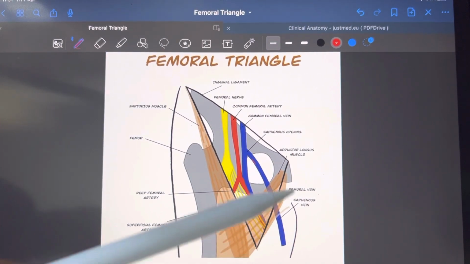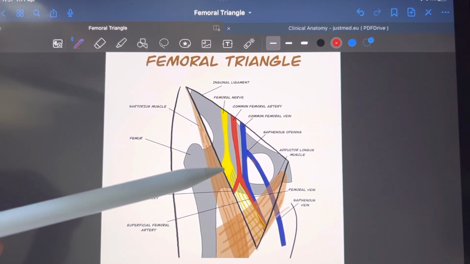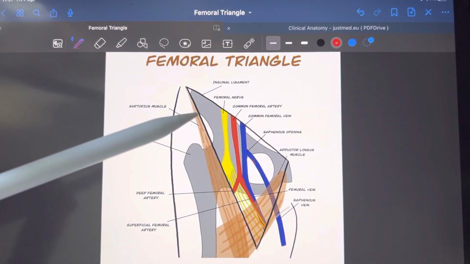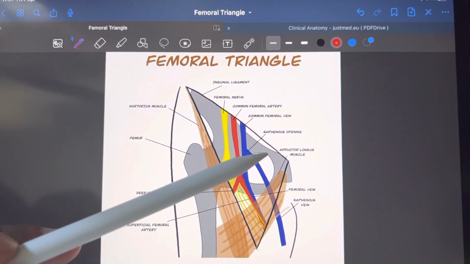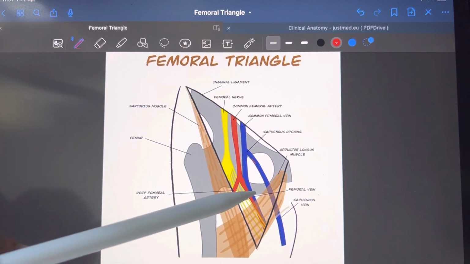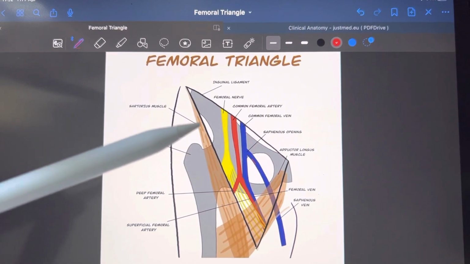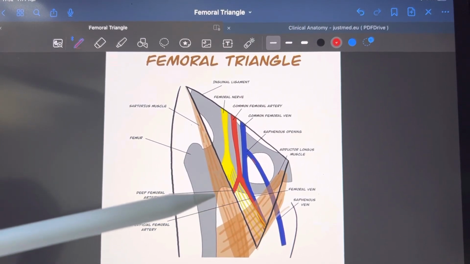Now, like I said, these are the most common structures that you can find within the femoral triangle, but there are a few more. For example, like the lateral cutaneous nerve of the thigh, which is also a branch of the lumbar plexus. You can see here the obturator foramen. So usually you can also find the obturator artery, the obturator vein, the obturator nerve. And also you can find some lymph nodes. You can find the deep inguinal lymph nodes. Okay, so those are the structures that you can find within the femoral triangle.